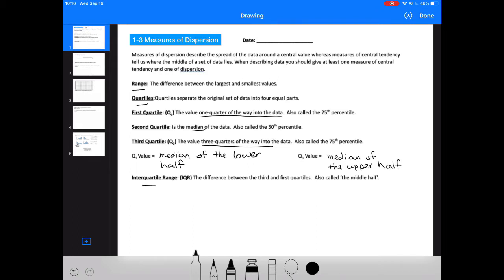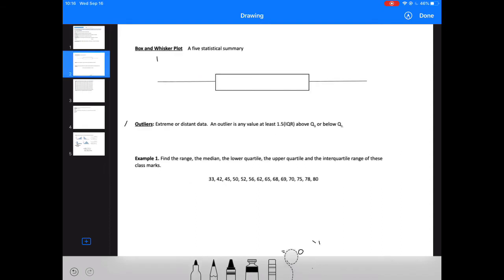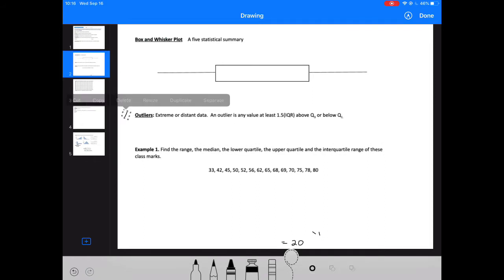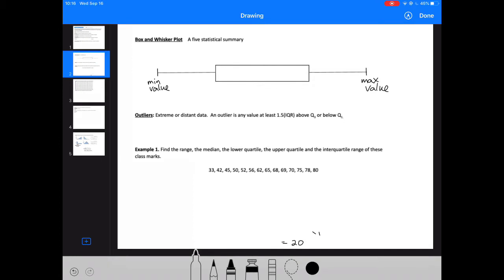The final term is the interquartile range, which is the difference between the third and first quartiles. It's also called the middle half. So one way to demonstrate the spread of a set of data is to use a box and whisker plot, which is a 5 number statistical summary. They all look like this here. Your minimum value is over here on the left. Your maximum value is over here on the right.